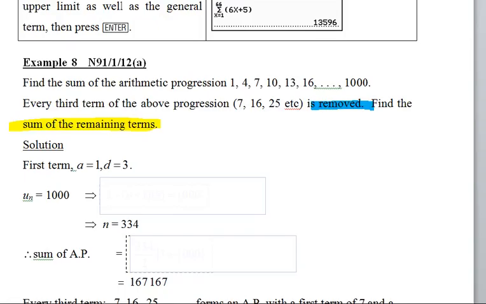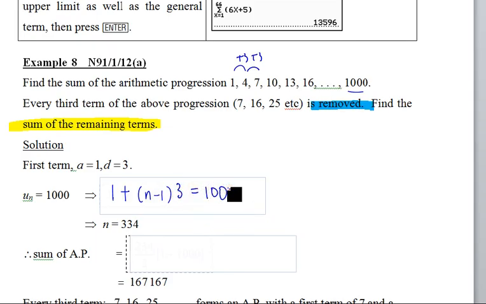First, let us find out how many terms there are. Because if you count 1, 4, 7, 10, 13, 16 up to 1000, it's actually not so easy to count, and you may make mistakes. So let's be very safe. Let u_n be 1000. Then 1 is the first term, plus n minus 1 times, you can quite easily observe, d which is 3, equals 1000.